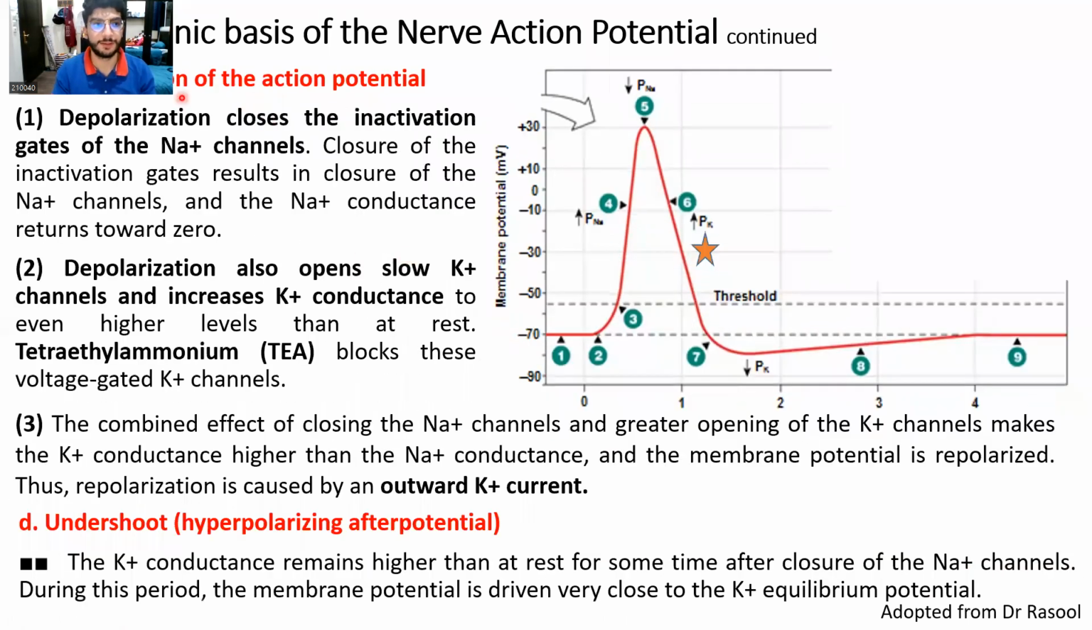Next. All right, so this is just a revision over here. Depolarization closes the inactivation gate. This is point number 5. We said the inactivation gate closes, which basically means that the sodium can no longer come into the cell. At this point, the potassium channel opens. Now there's a specific drug or toxin called tetraethylammonium, or TEA, that blocks these voltage-gated potassium channels. You see over here, all this means is that there's a specific drug that blocks these channels.